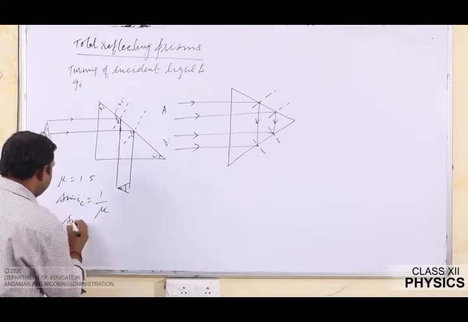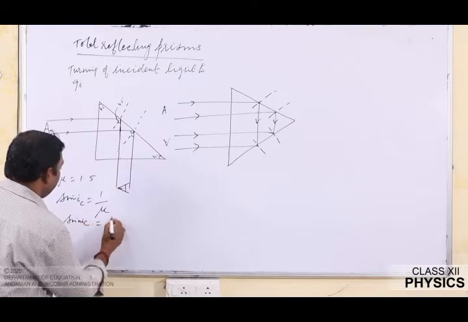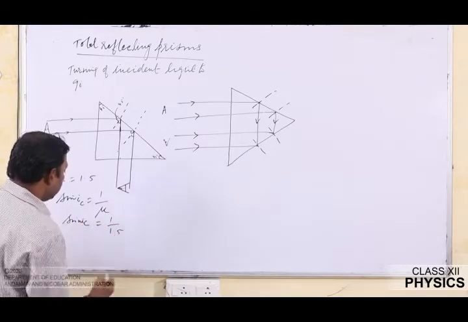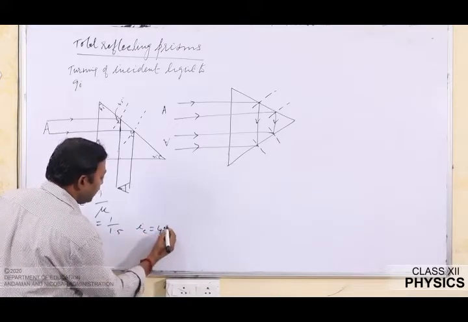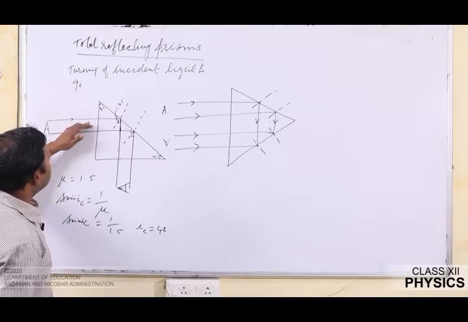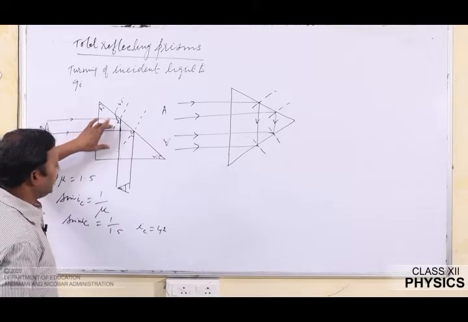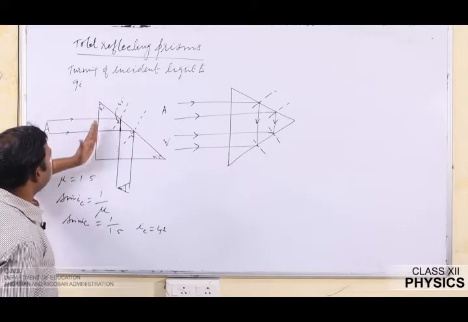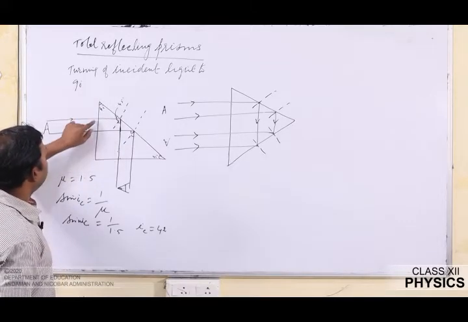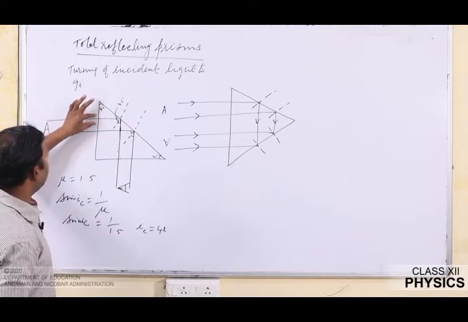Here sin iC is equal to 1 by 1.5, which gives approximately iC equal to 42 degrees. Now, if the angle of incidence is more than 42 degrees, then there is a possibility of total internal reflection. The beam enters and faces the first surface of the right triangular prism. At the first surface, it is moving normally, therefore Snell's law is not applicable.